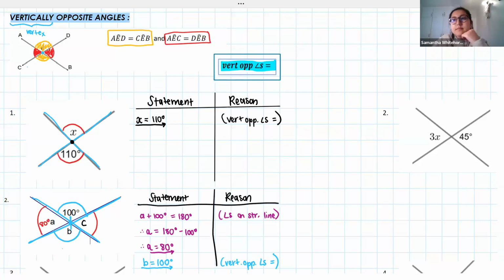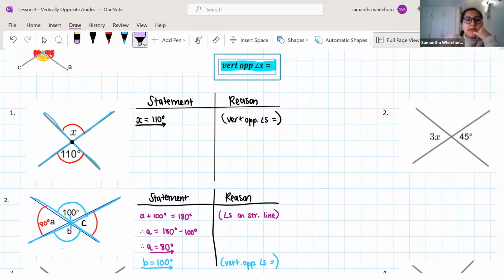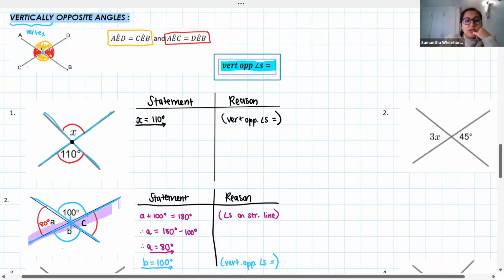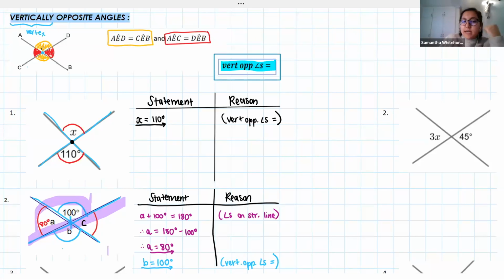Ma'am, I wanted to ask, how did you know by question 2 that A is 80 degrees? Because remember, the angle 80 and the angle 100 are on the straight line. So if we add them together, we have to get 180 degrees. Now, if I've already got 100 of those 180 degrees, that means that A has to be 80, because 80 and 100 give me the 180.